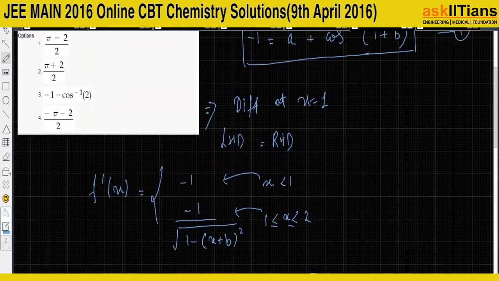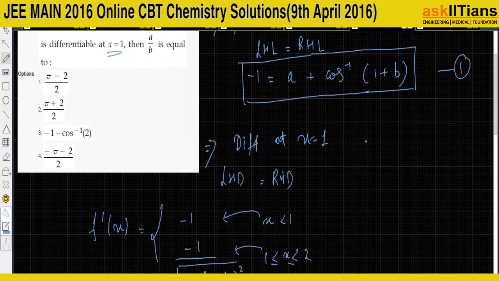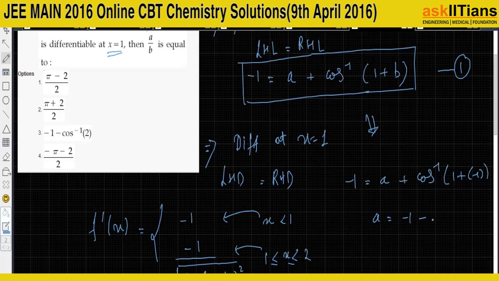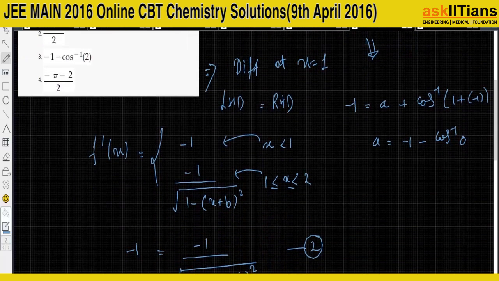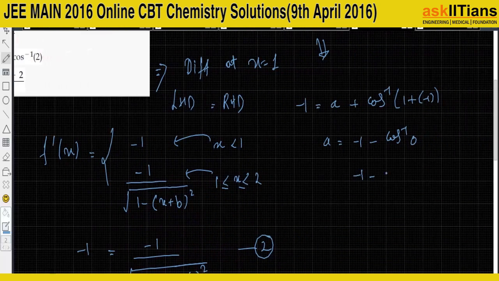And if b is minus 1, what will be a? From equation number 1 we can find out. So minus 1 equal to a plus cos inverse of 1 plus b. And b is minus 1. So cos inverse 0. So minus 1 minus cos inverse 0. What's the value of cos inverse 0? That's pi by 2. So I'll get this as a.